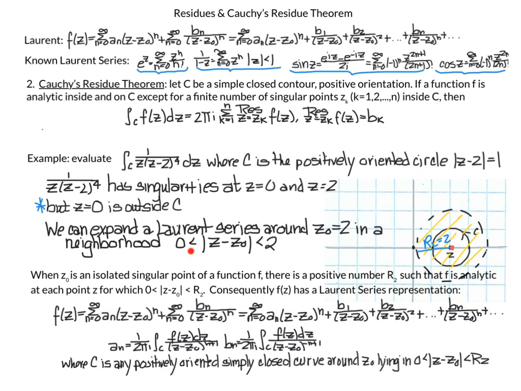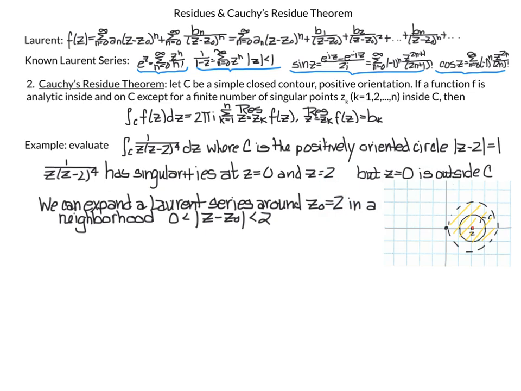These are the words you want to be able to write. This is the picture you want to keep in mind. We have our curve C that is inside the neighborhood where our function is analytic. I moved up this thing about z naught being outside of C over here, and I then talked about expanding my Laurent series around z naught equals 2 in a neighborhood over here so that we could make more space.